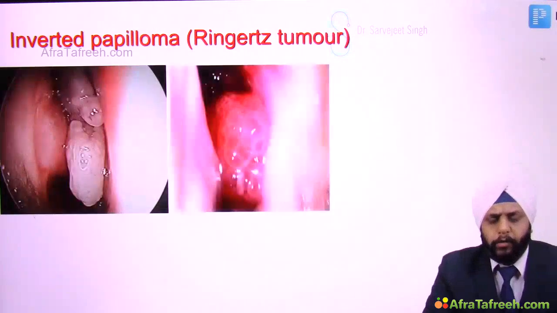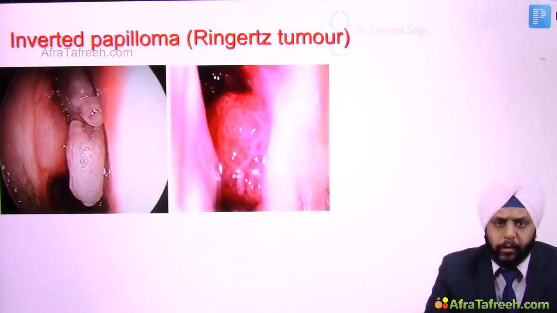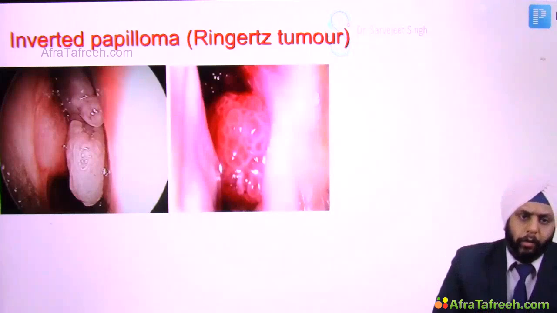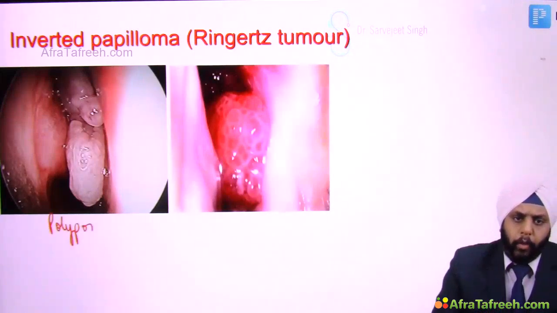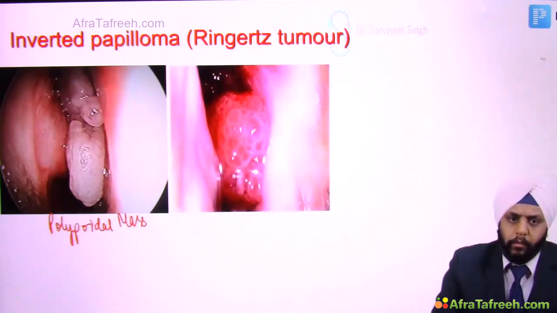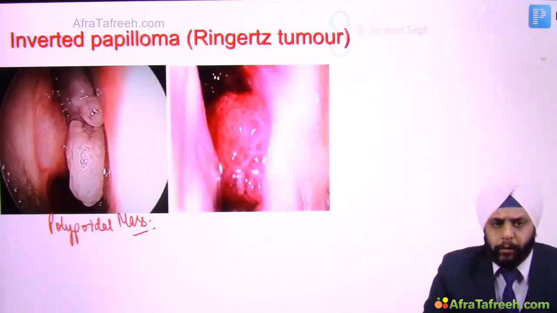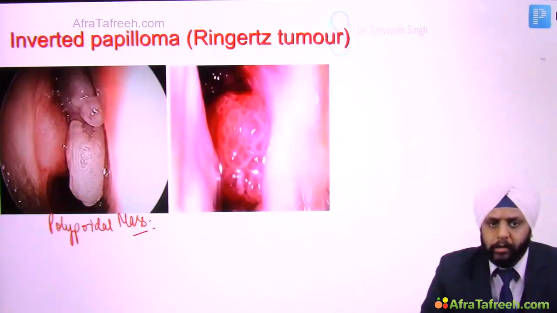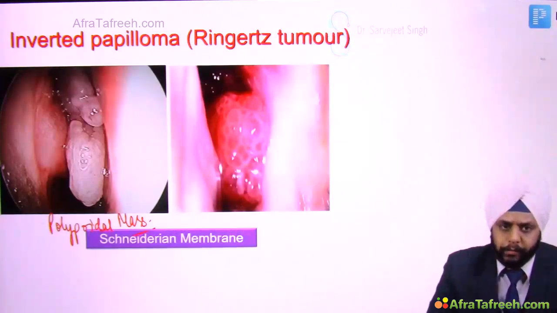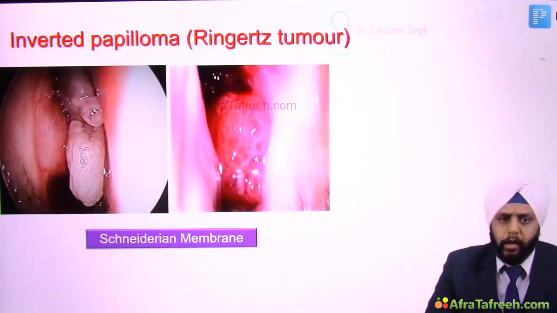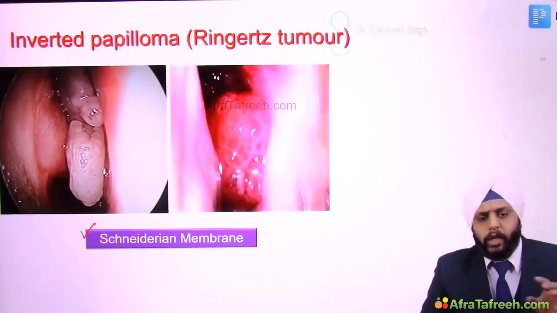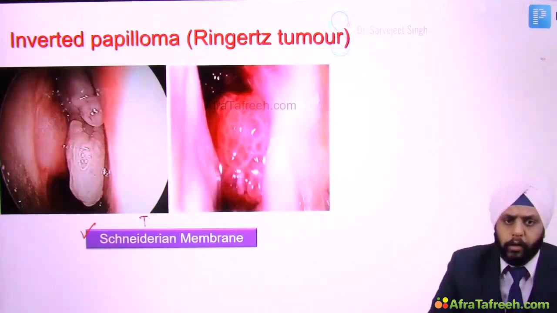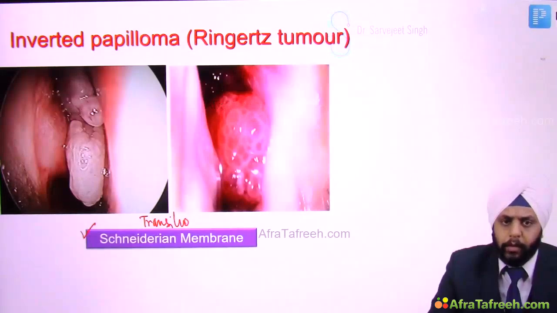Now let's see over here. This inverted papilloma, as you can see in the photograph, looks like a polypoidal mass. Now, something important about this inverted papilloma: it arises from a special membrane known as Schneiderian membrane. This Schneiderian membrane is a special membrane in the nasal cavity. It consists of transitional cell epithelium.